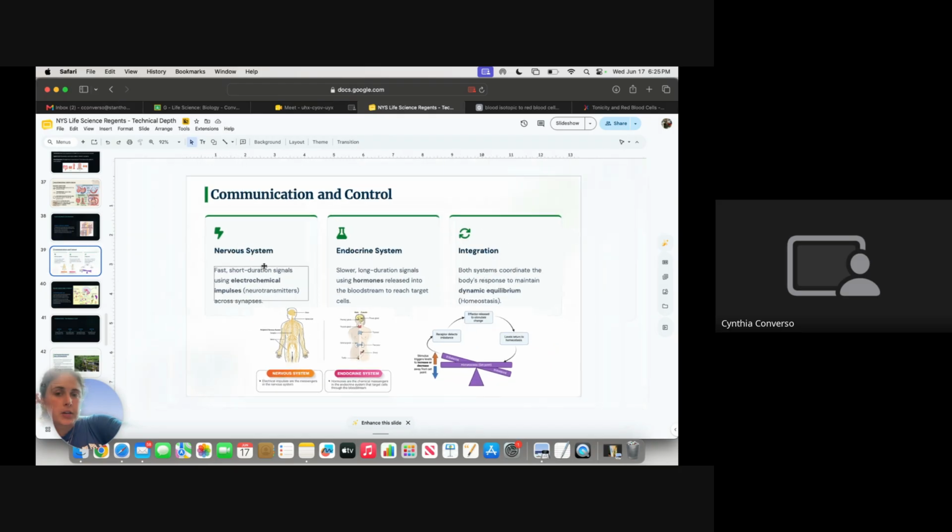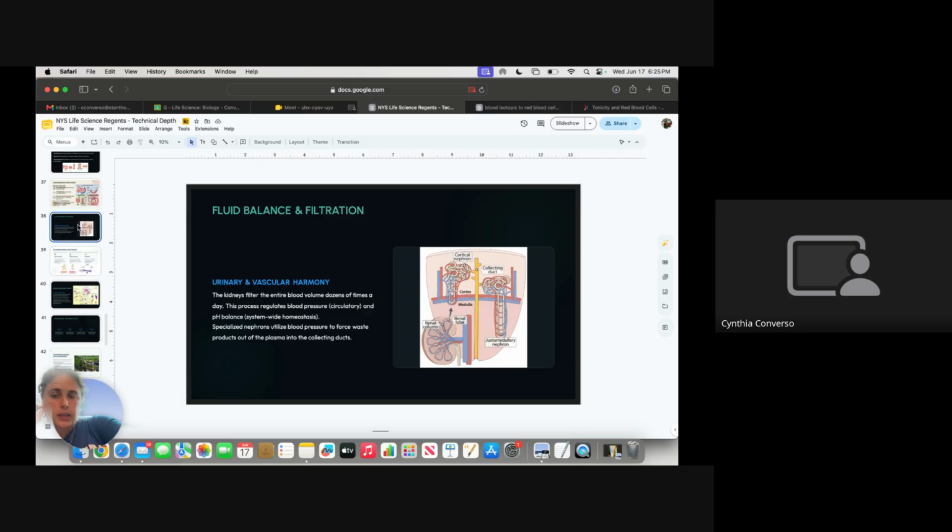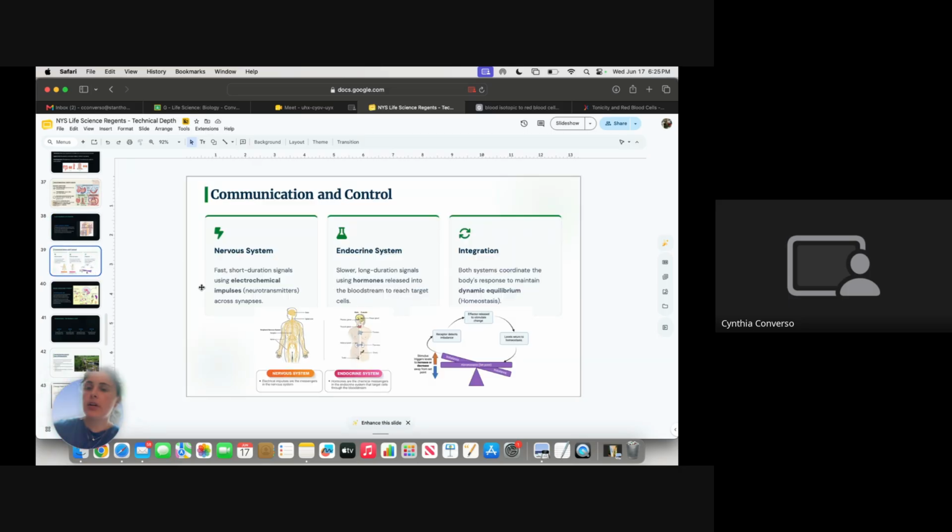All right, the next thing I want to touch upon here is your nervous and your endocrine system a little bit, and how they integrate signals in order to maintain homeostasis. This is kind of a larger talking point, because we need to maintain homeostasis, and your nervous system and your endocrine system are controlling everything. They control your heart rate, your breathing rate, your blood pressure, your water levels, and all of your carbon dioxide and oxygen levels in your blood, right?